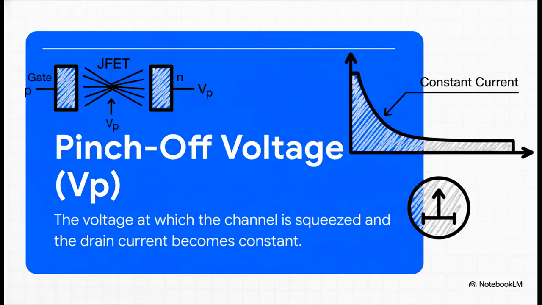0. That point where the current stops increasing and flattens out, that is a critically important point. We call it the pinch-off voltage, or VP. This is the magic spot where the JFET stops behaving like a resistor and starts behaving like a constant current source. And that ability to provide a steady, constant current is an incredibly useful trick in circuit design.